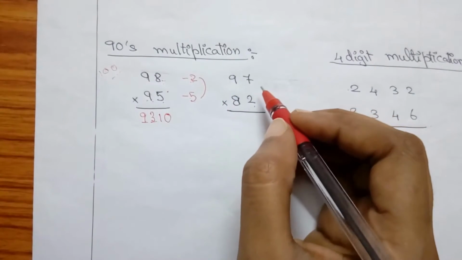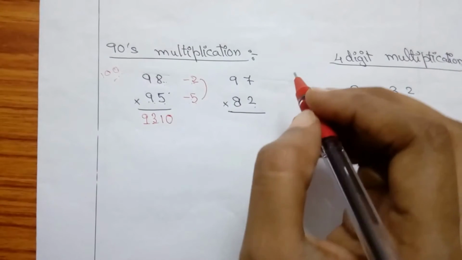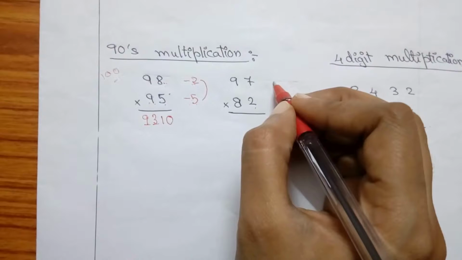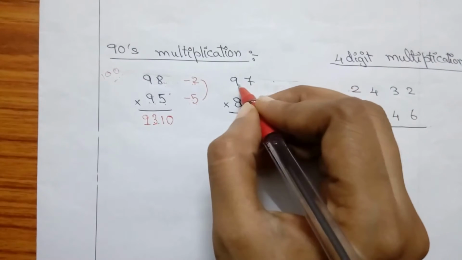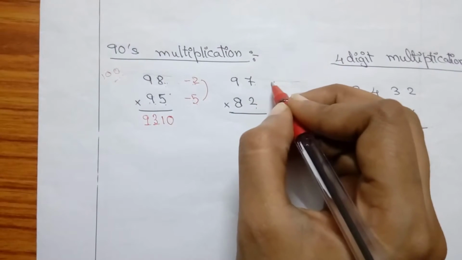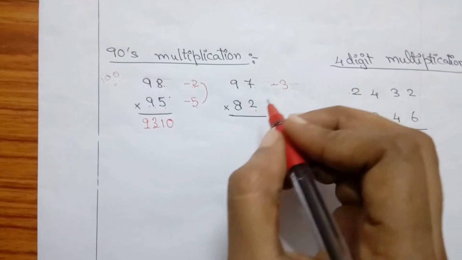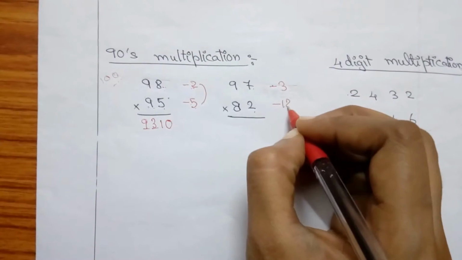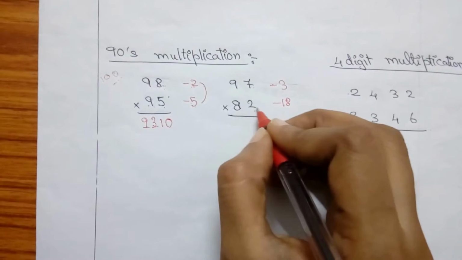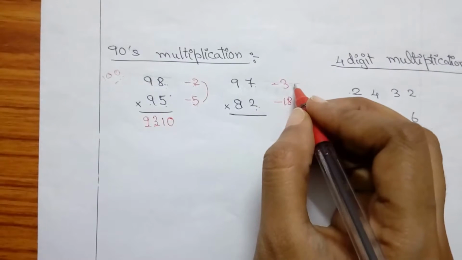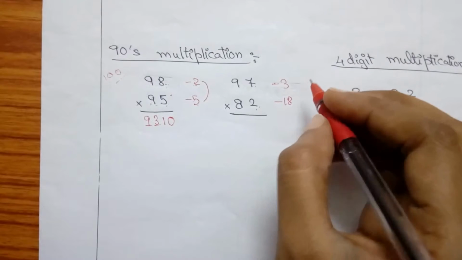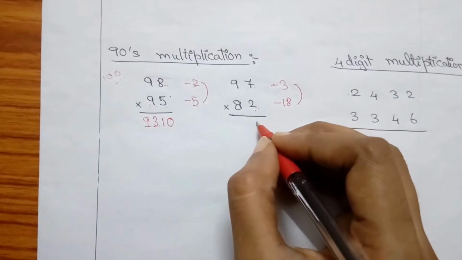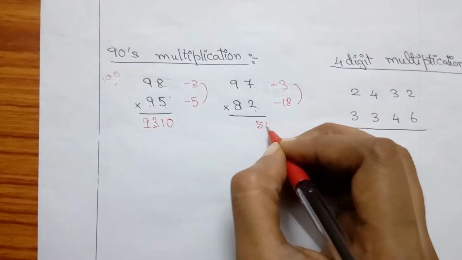Okay, so for the second sum, if I minus 3 from 100, I will get 97. So I am writing minus 3. And if I minus 18 from 100, I will get 82. So first I will multiply this 3 into 18, which gives me 54.